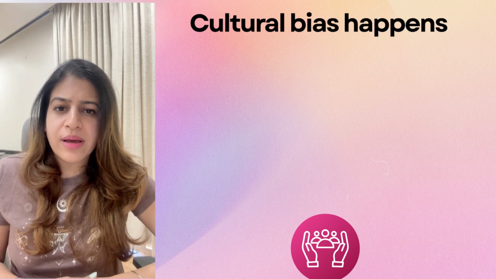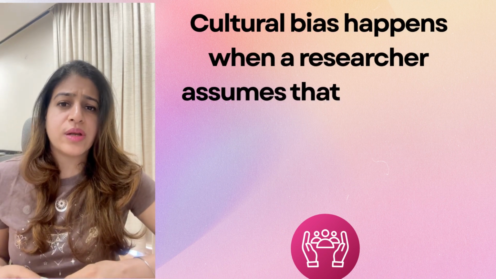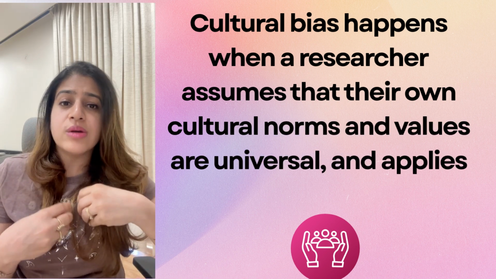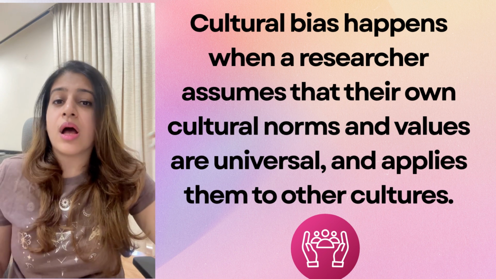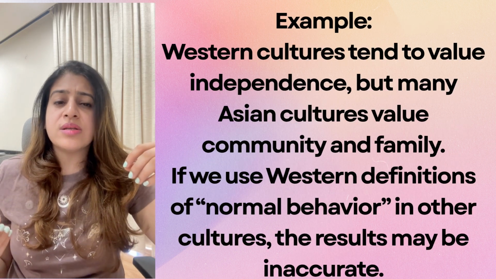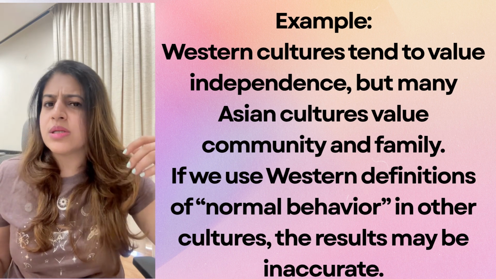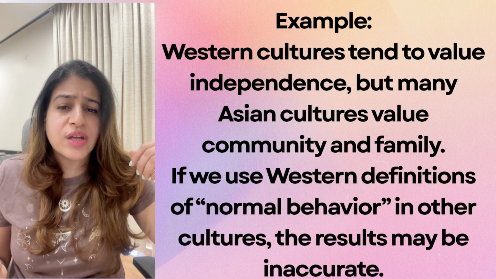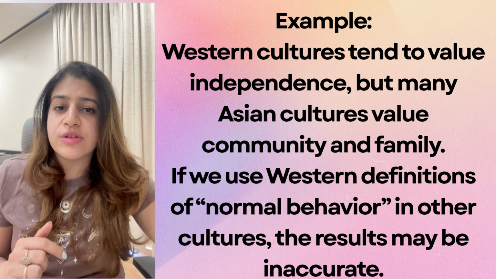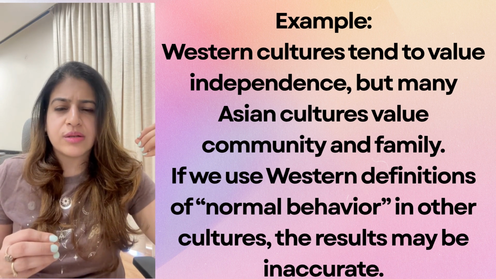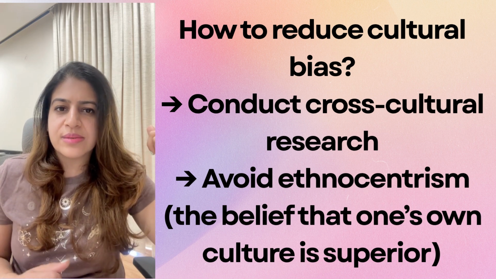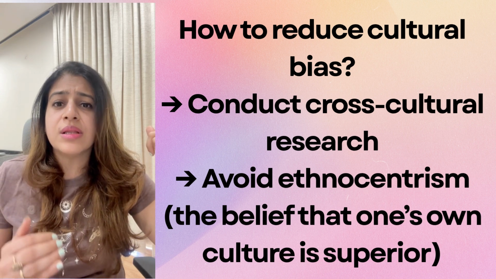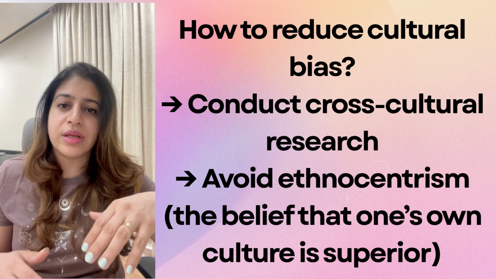Next is cultural bias. Cultural bias happens when a researcher assumes that their own culture, norms, values are universal and applies them to other cultures. Example, Western cultures tend to value independence, but many Asian cultures value community and family. If we use Western definitions of normal behavior in other cultures, the results may be inaccurate. How to reduce cultural bias? Conduct cross-cultural research. Avoid ethnocentrism, the belief that one's own culture is superior.